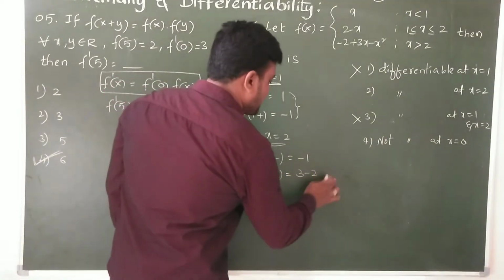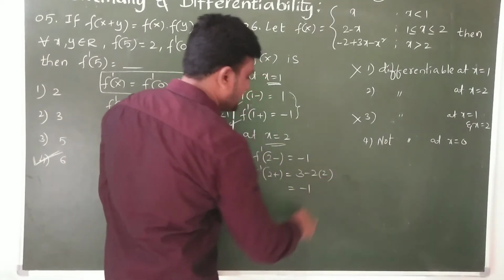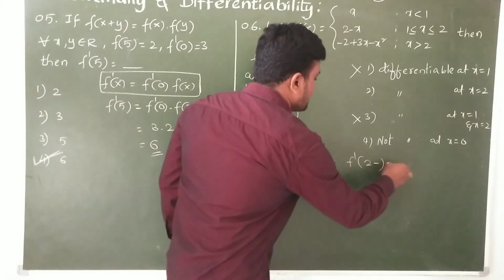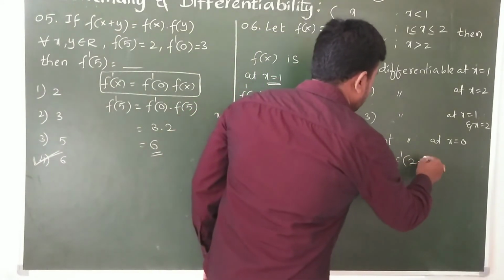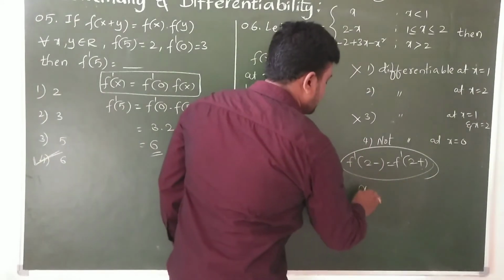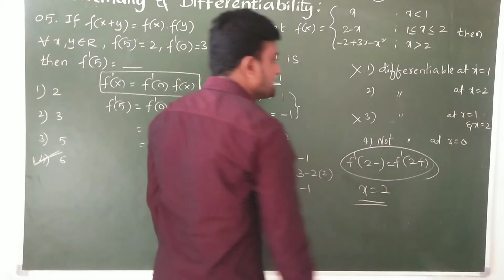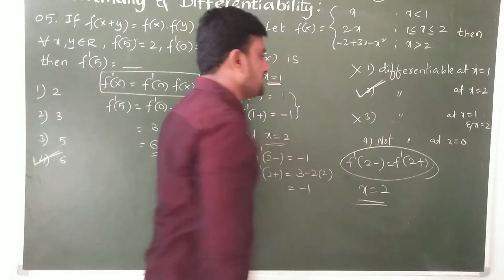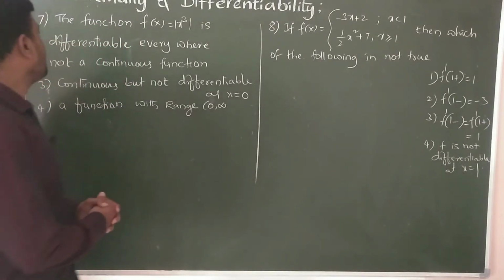Now substitute x equals 2 in the place of x. It should be minus 1. So f dash of 2 minus equals f dash of 2 plus. So it is differentiable at x equals 2. Second option is the right answer. Let's go with more problems.